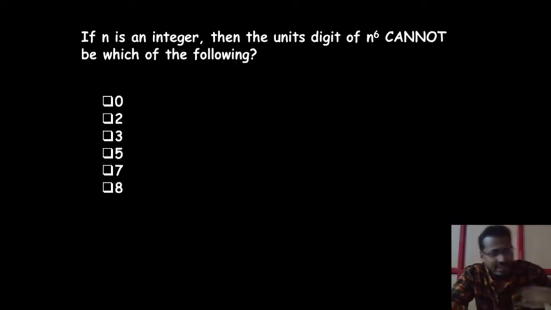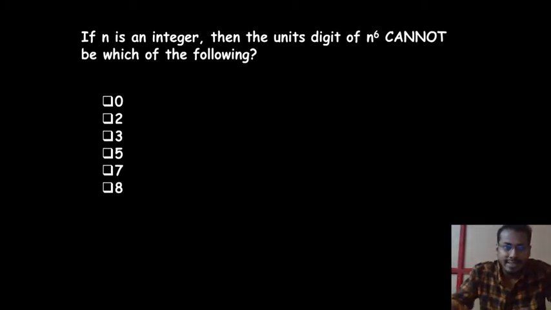The first question is: if n is an integer, then the units digit of n to the power 6 cannot be which of the following? In this case, we need to know the unit digit concept. This means they want the numbers that cannot come at the unit digit place.